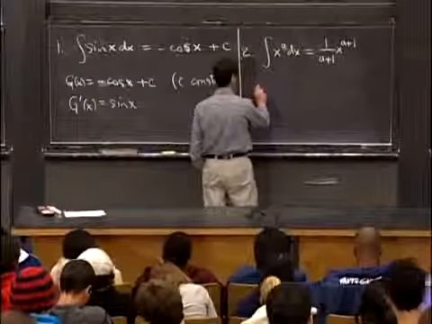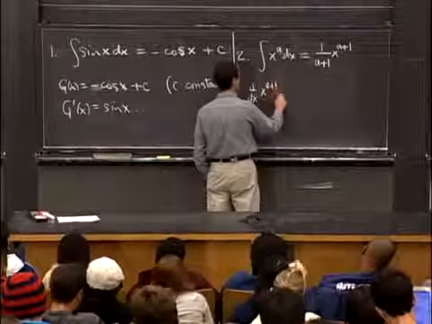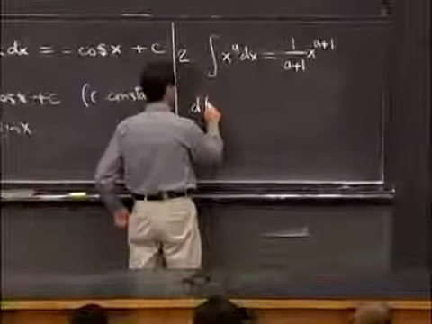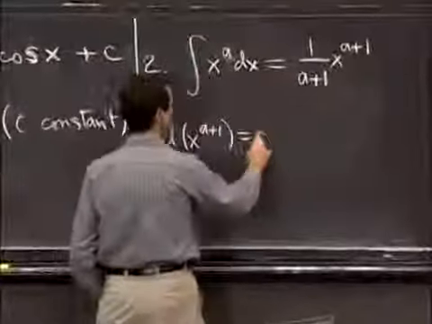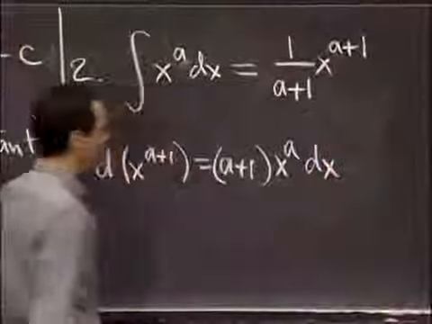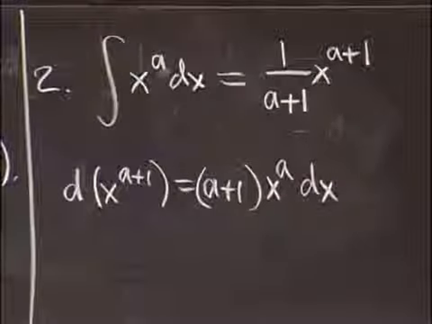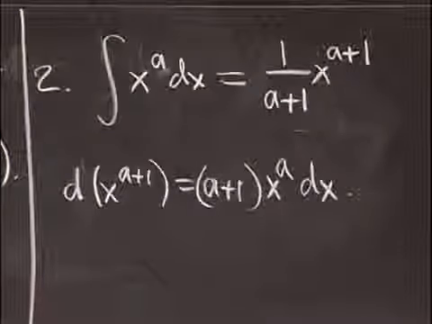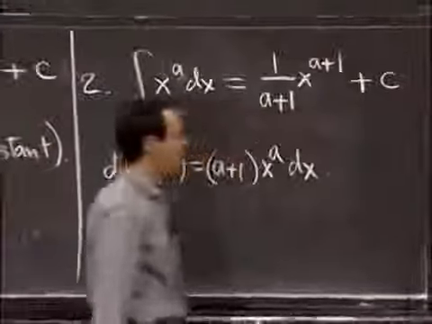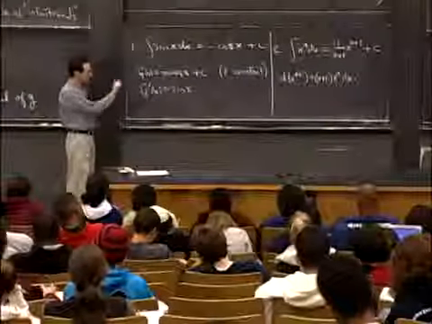So this just is the fact that d by dx of x to the a plus 1, or maybe I should even say it this way, maybe I'll do it in differential notation: d of x to the a plus 1 is equal to a plus 1 times x to the a dx. So if I divide that through by a plus 1, then I get the relation above. And because this is ambiguous up to a constant, it could be any additional constant added to that function.